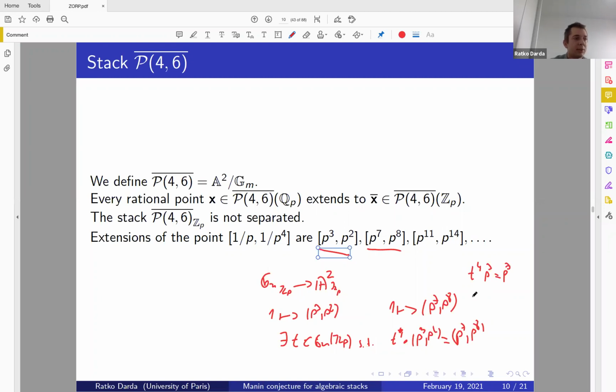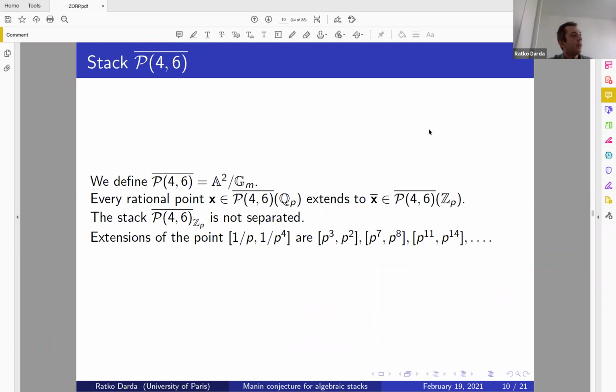In other words, this implies that v of t is equal to 1. The p-adic valuation of t is equal to 1. But if t belongs to GM of ZP, this implies that the valuation is 0. So what we get is that these extensions are different points of P46 bar of ZP.